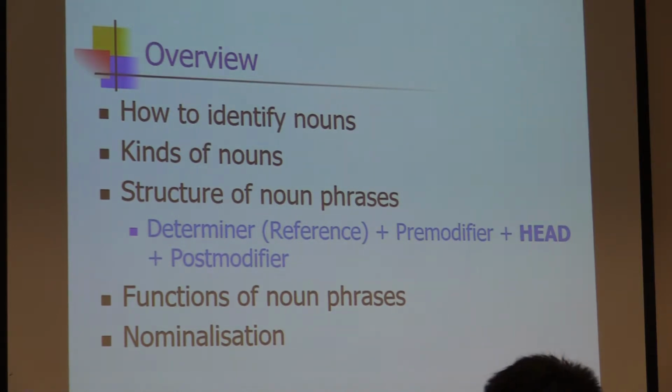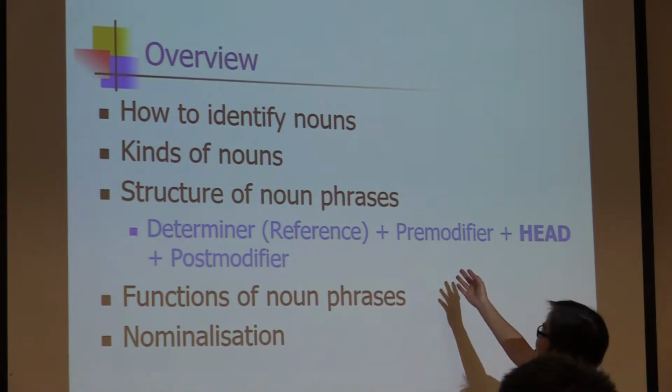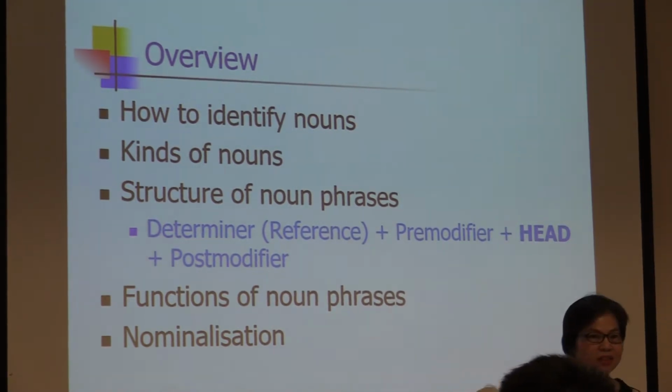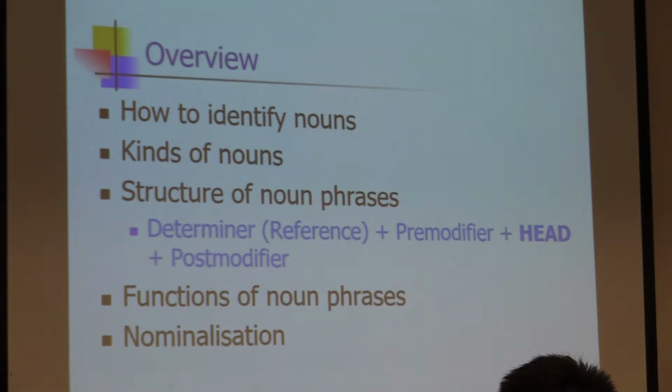Well, refer to your handout. There are some other kinds. We'll talk about each of them now. After the determiner, we can have the premodifier. So what kinds of words can be the premodifier? Adjectives. For example, the silly girl, the silly child, silly.